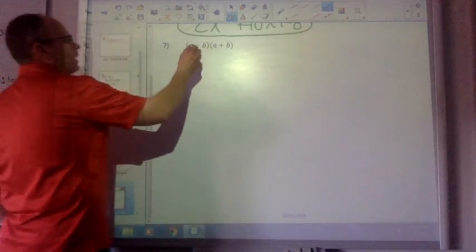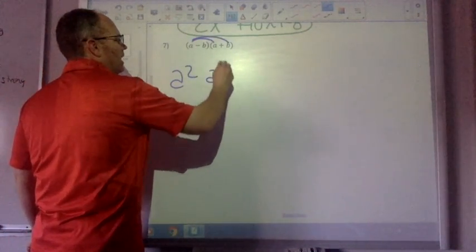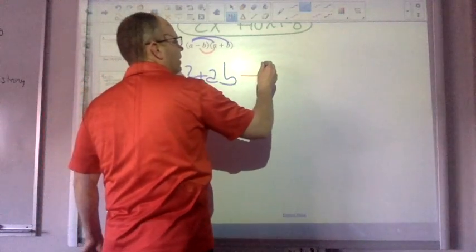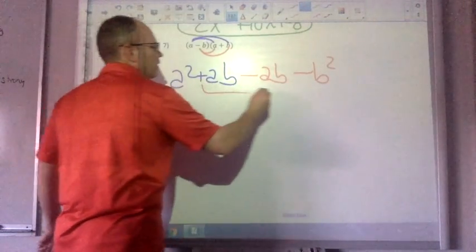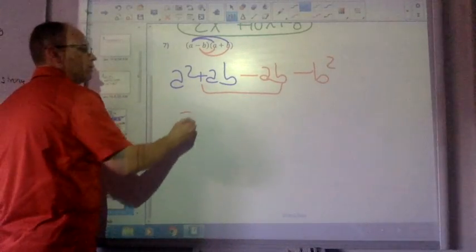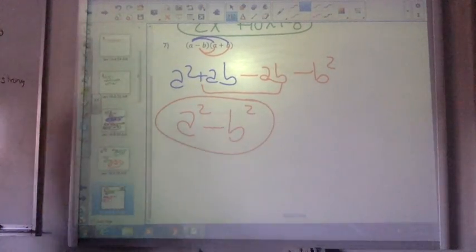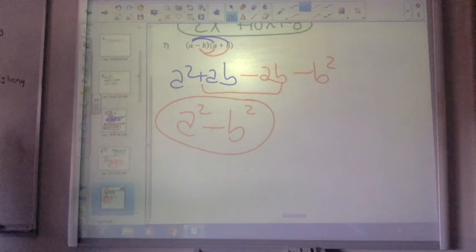Number 7. I'm going to distribute twice. So a times a is a squared. A times b is ab. So that's plus. Negative b times a is negative ab. Negative b squared. These are the opposite terms. They cancel out, so I wind up with a squared minus b squared. So a plus b and a minus b are called conjugates of each other. It means they're the same binomial with one opposite sign. And whenever you multiply that, you wind up with just two terms.